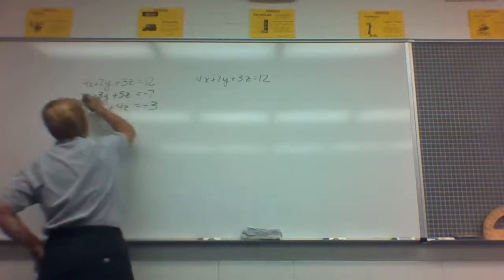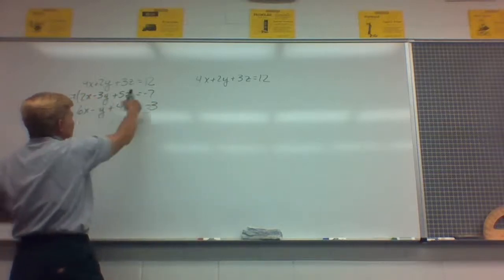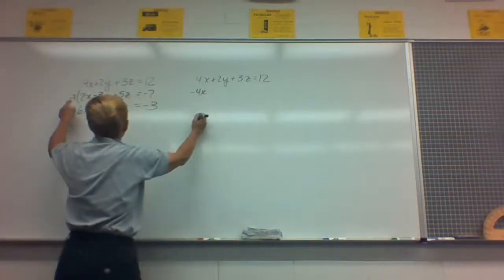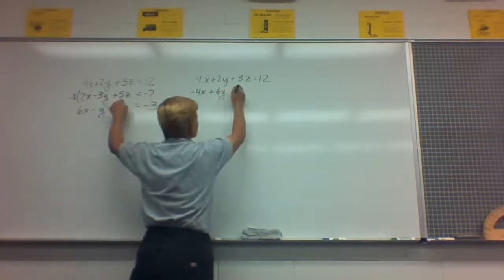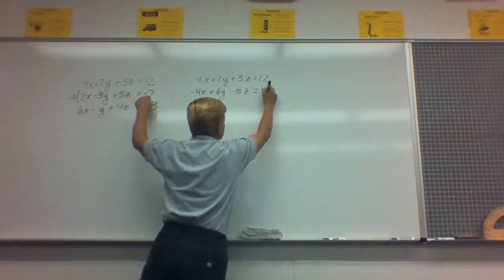And this one I'm going to multiply through by -2. And I'm only putting that there to remind me that's what I'm doing. It goes through all of these. I'm multiplying both sides by -2. So I get -4x, +6y, negative 10z, and positive 14.